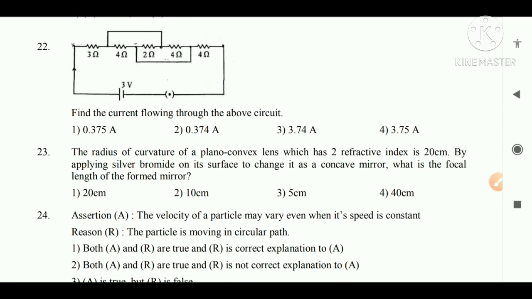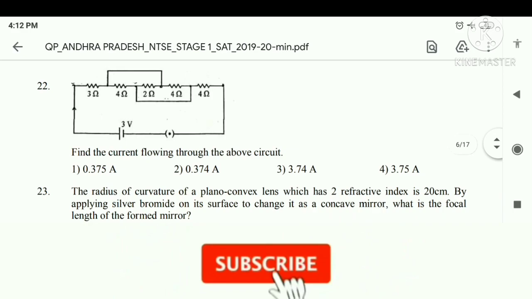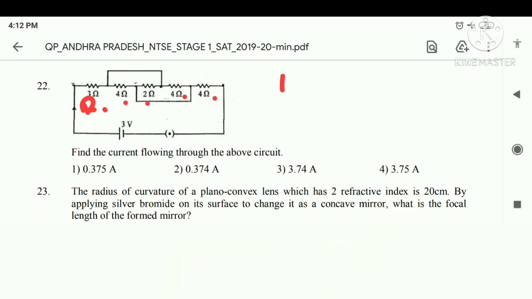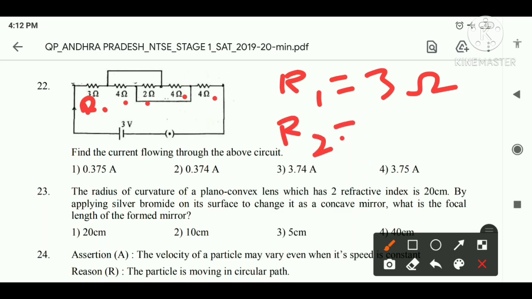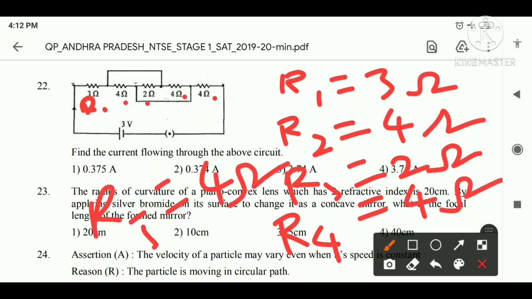Look at the given figure carefully. Here it is R1, R2, R3, R4, R5. Resistance R5 is used here. So mark this as R1, this one is R2, R3, R4, R5. Okay, write down here: R1 is 3 ohm, R2 is 4 ohm, R3 is 2 ohm, R4 is equal to 4 ohm, and R5 is equal to 4 ohm. See carefully.